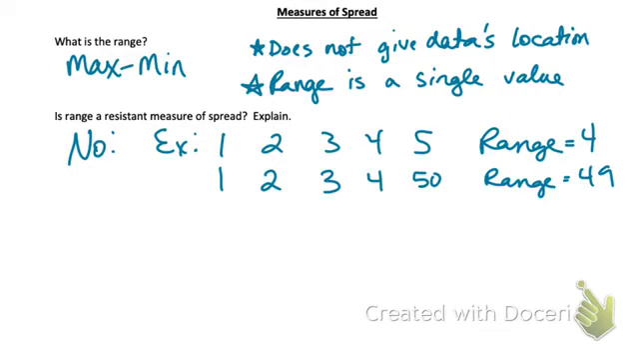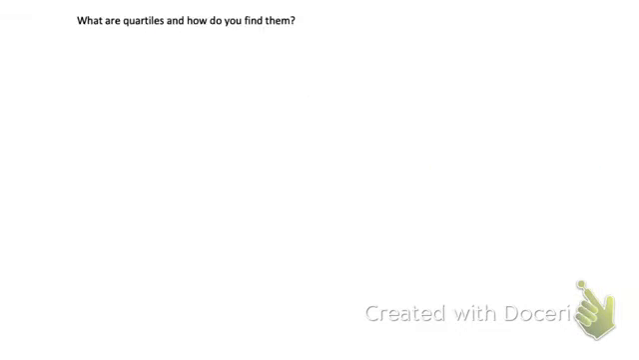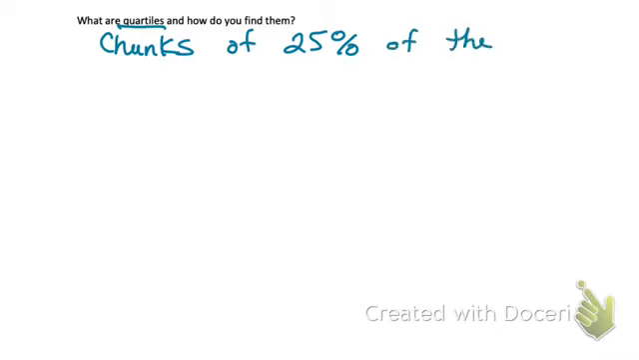All right. The next thing we're going to talk about is quartiles. What's a quartile? It's like a quarter. A quarter of what? The data. Very good. So what are quartiles? Well, they are going to be chunks of 25% of the data. So I'm going to chunk my data into 25% sections.